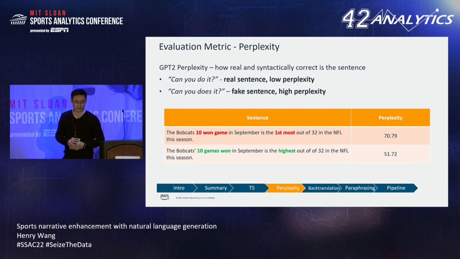An example here is "the 10-1 game and the first most out of the 32 in the NFL this season." The perplexity score for a GPT-2 model, which is another large language model, will be 70. If you change those words to be more natural, like "10 games won" and "the highest out of 32," then the model assigns a lower perplexity score. So what we're going to use for our model evaluation is this proxy for how well our sentences read.